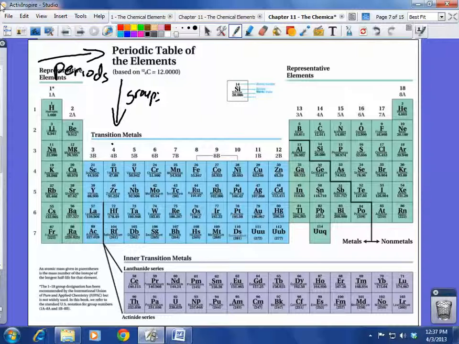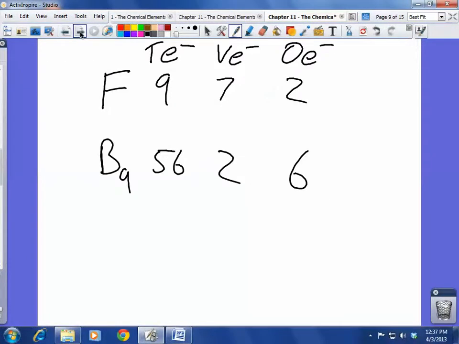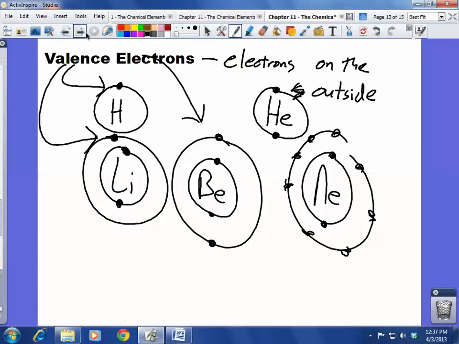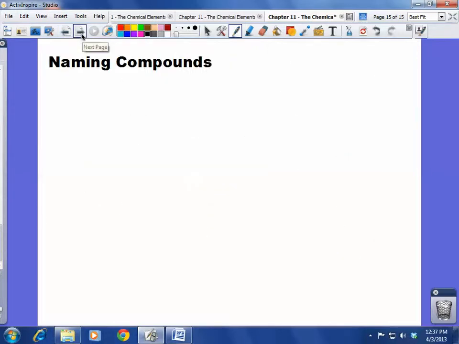Good. So, now that we know basically how to read the periodic table, and know metals and nonmetals, the last thing really in this chapter we need to talk about is how we name molecules that result from 2 or more atoms coming together. And really this isn't too bad.